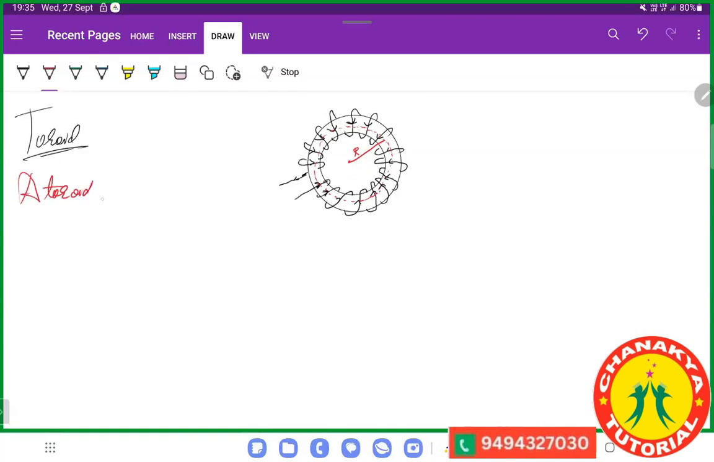A toroid is an endless solenoid, which is in the form of a ring. Now see, what is the purpose of this one? To make a uniform magnetic field in an enclosed area.